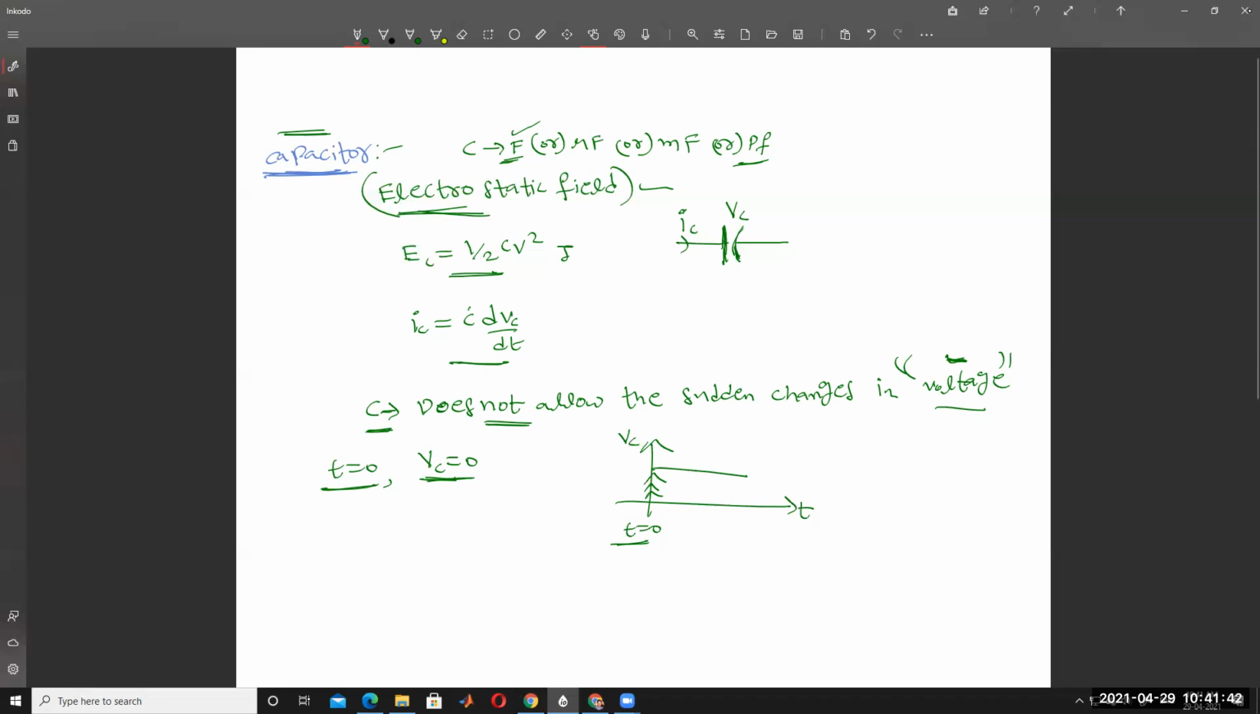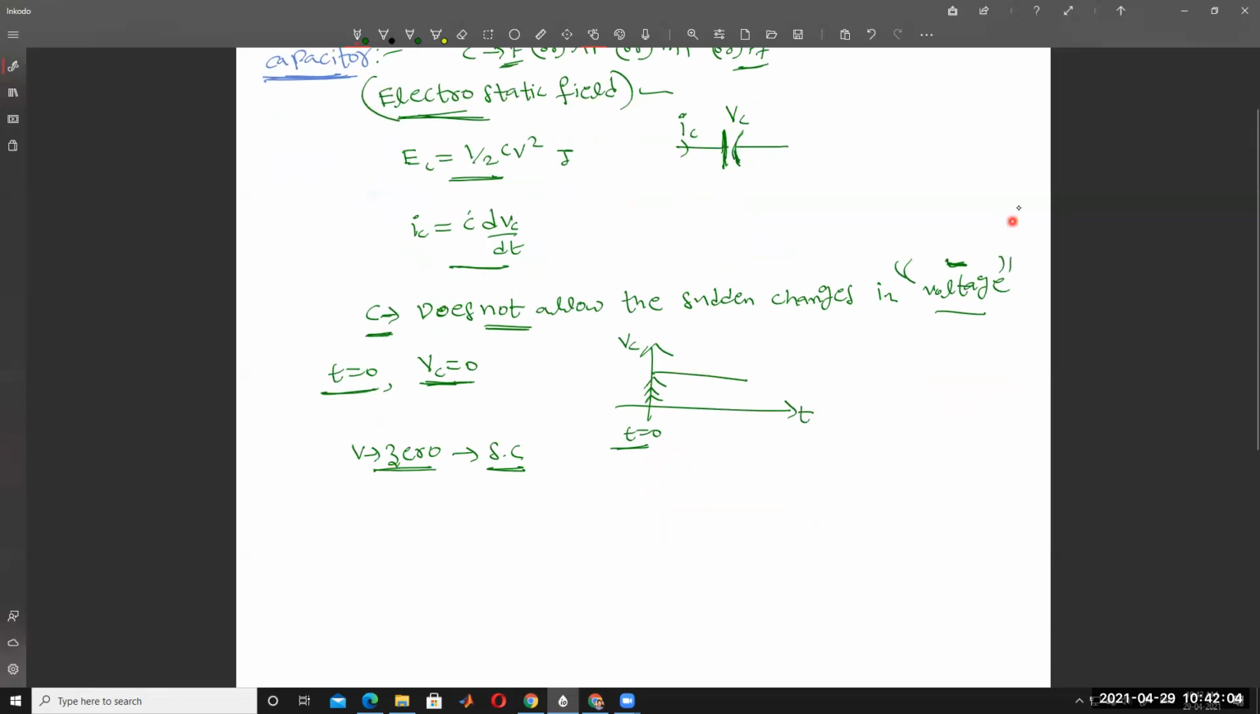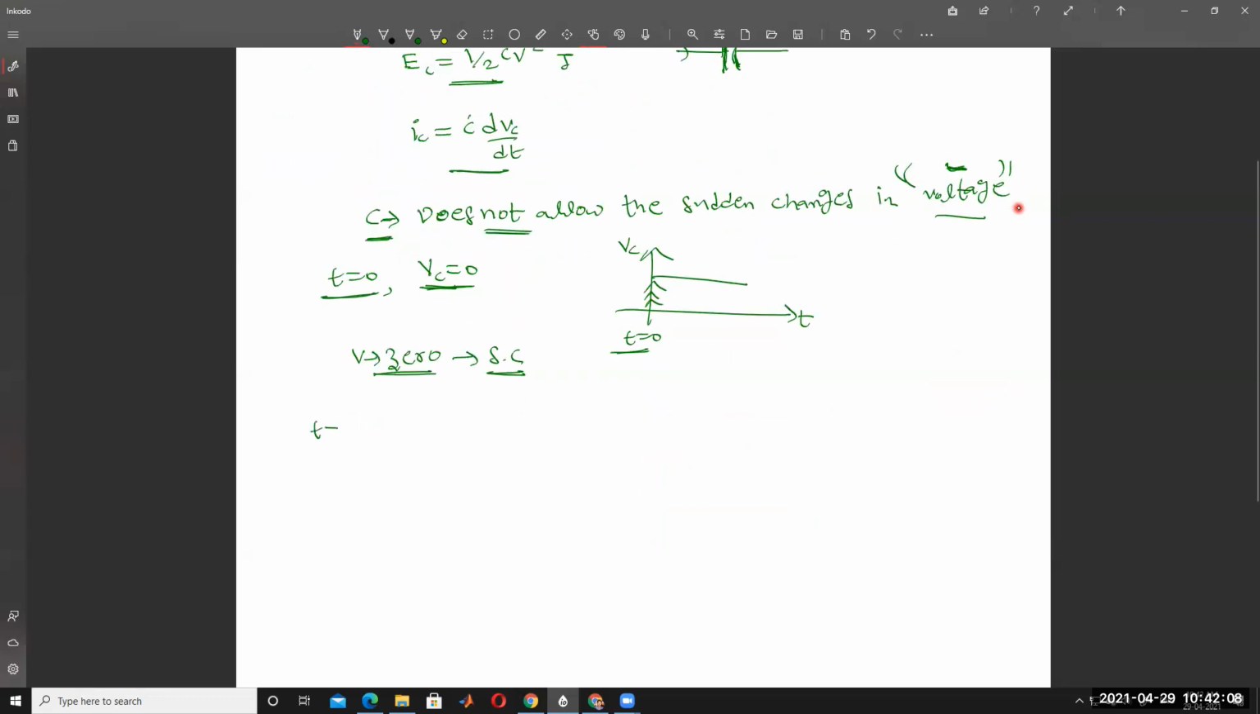That's why Vc is equal to 0. Voltage 0 means open circuit or short circuit? Short circuit. Voltage 0 means short circuit. Current 0 means open circuit. That means under transient condition, at t is equal to 0, the capacitor will be acting as a short circuit. Understood? So this is the property of capacitor.